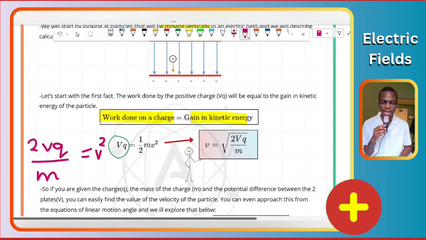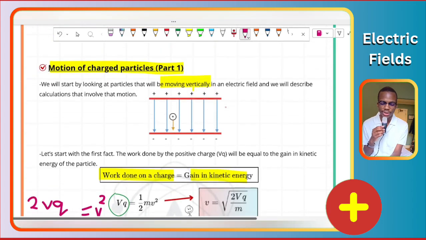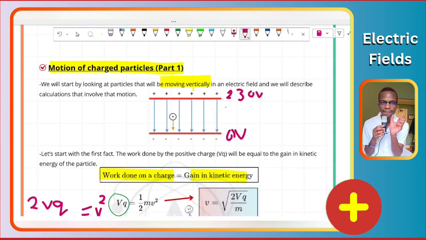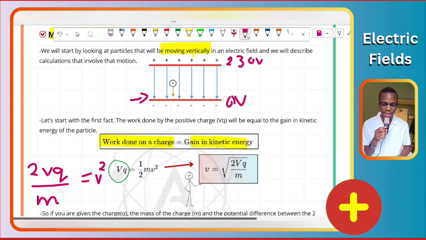This is important because if you look at this, right, the top plate, let's assume, is 230 volts. The bottom plate, let's say it's 0 volts. You must be able to tell me what is the velocity when you're at this point over here, right? And you just go here, you plug in 230, the charge of that positive charge, and the mass of that positive charge, and you can find the velocity at this point.